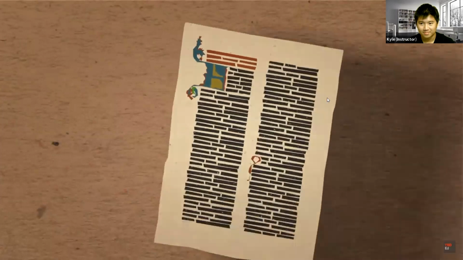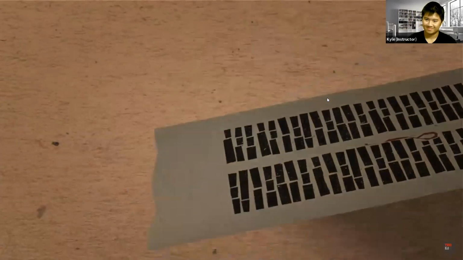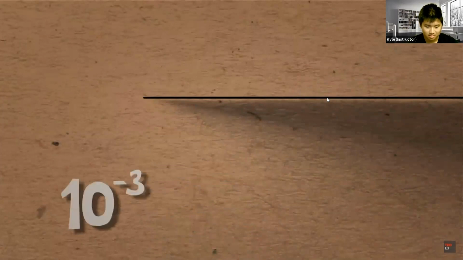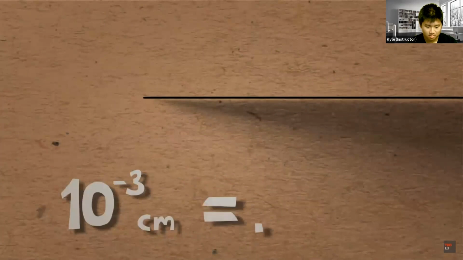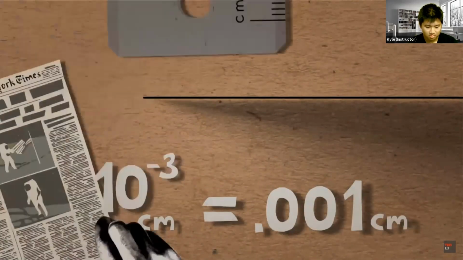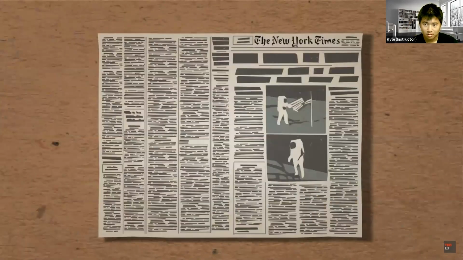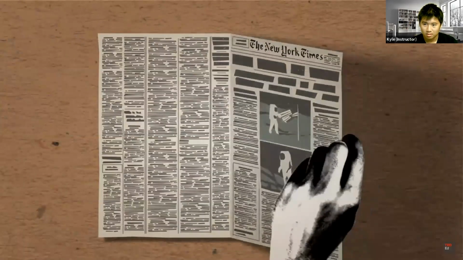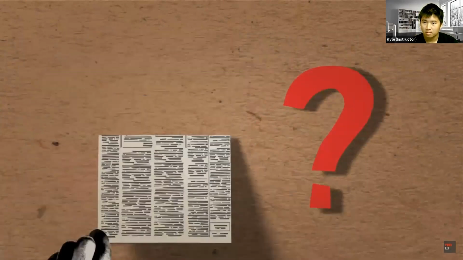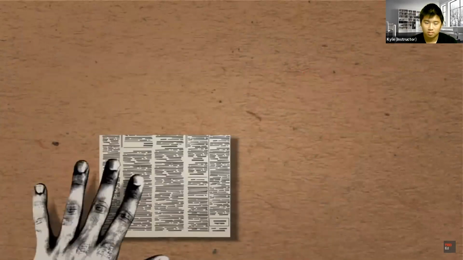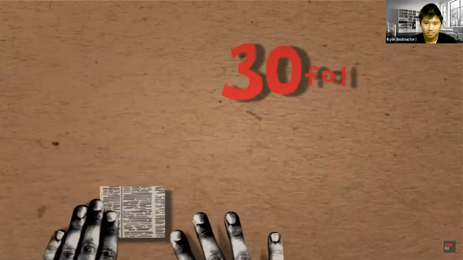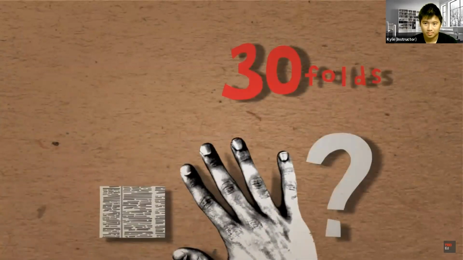To clarify these ideas, let's say you have a paper that's 1,000th of a centimeter in thickness. That is 10 to the power of minus 3 centimeters, which equals 0.001 centimeters. Let's also assume that you have a big piece of paper, like a page out of the newspaper. Now, we begin to fold it in half. How many times do you think it could be folded like that? And another question. If you could fold the paper over and over as many times as you wish, say 30 times, what would you imagine the thickness of the paper would be then?